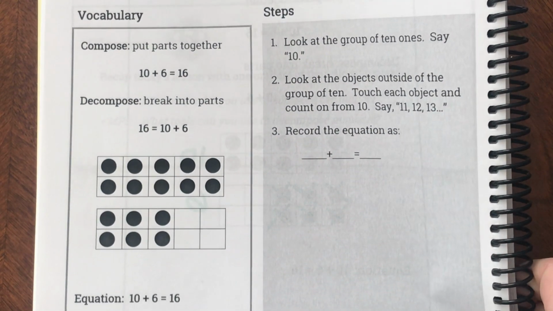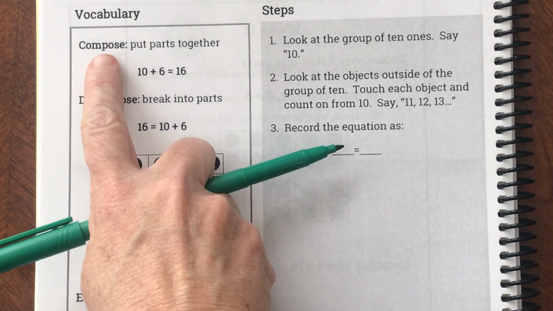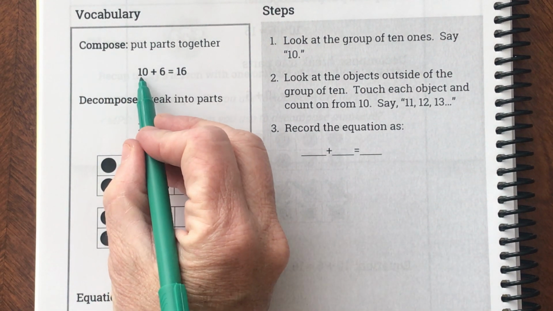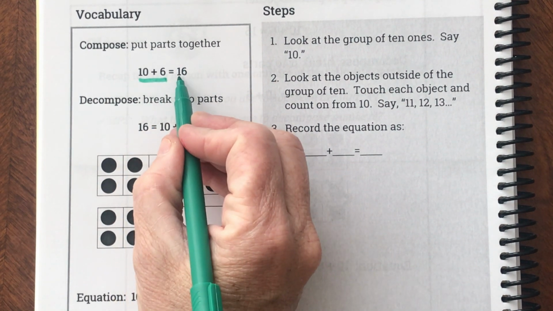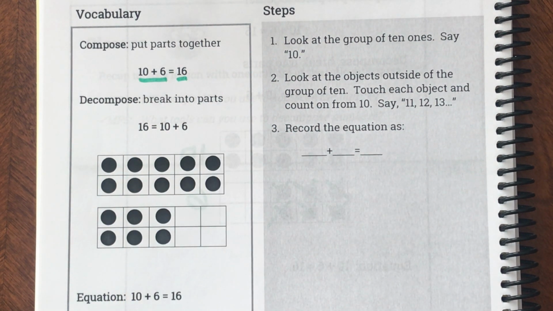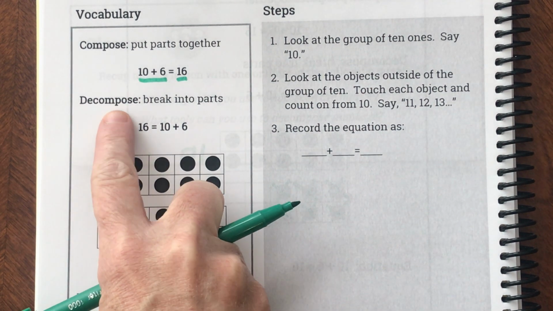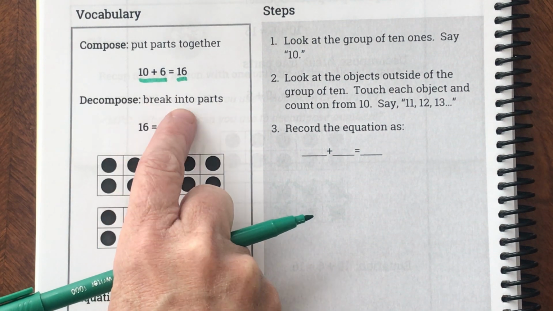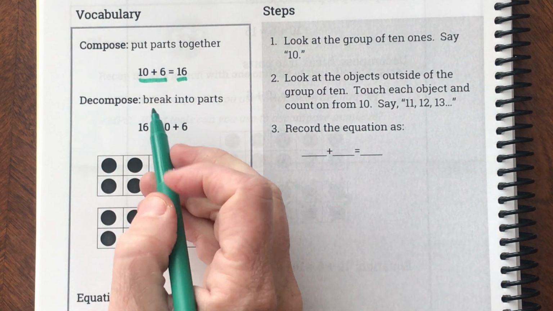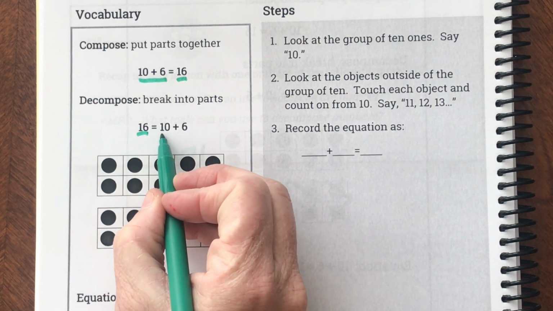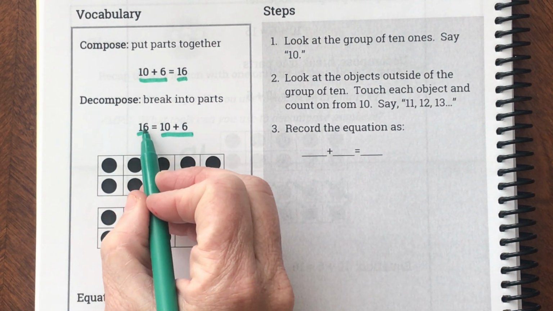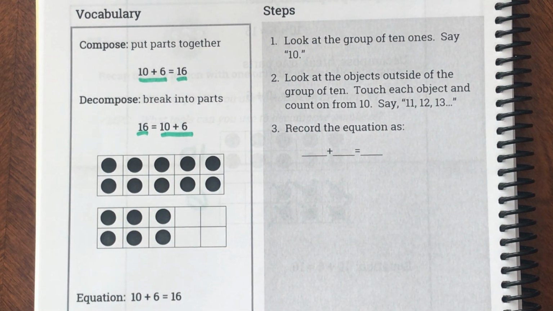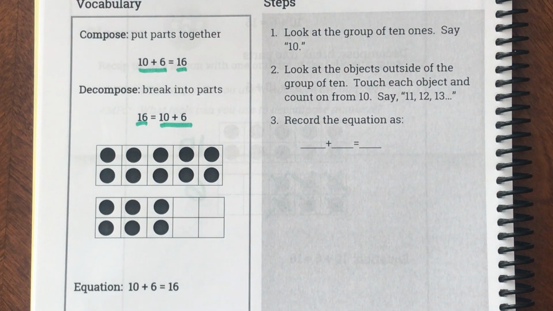Okay, let's look at our vocabulary. Our first word is compose, and it means put parts together. My two parts here are 10 and 6, and when they put them together, they get 16. Our next word is decompose, which is the opposite, break into parts. Here they start with one number and break it into two parts. They start with 16 and break it into 10 plus 6. So it's break apart.